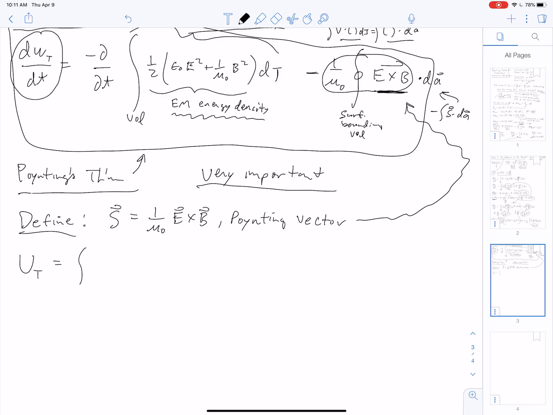The total electromagnetic energy living in the volume of the charge density is this integral: 1/2 epsilon naught E squared plus 1 over mu naught B squared d tau. The integral over the volume of the energy density is the total energy of the electromagnetic fields. It's the field energy in the volume of the charge density.